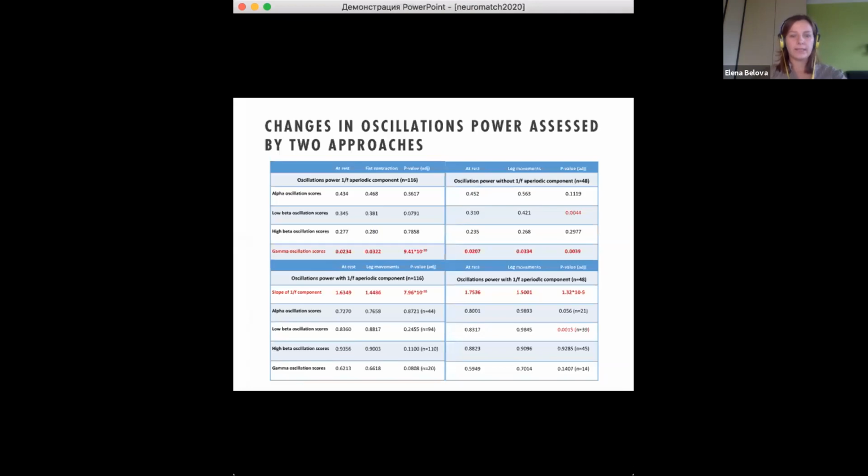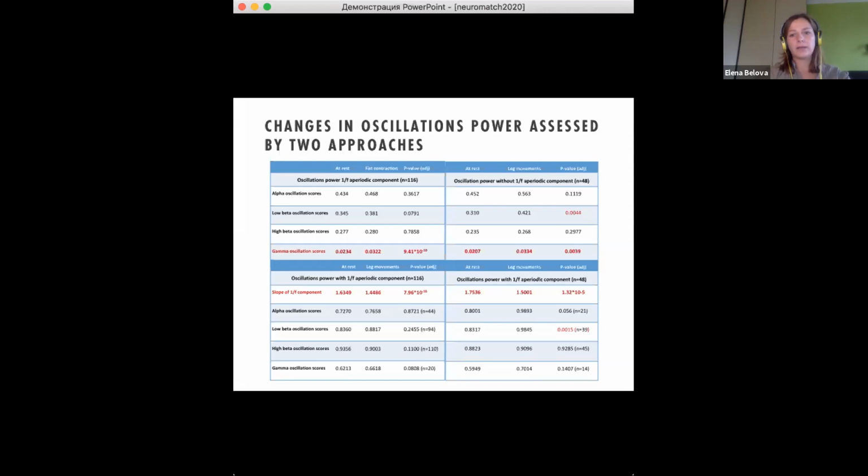So here are the data that was obtained using two methods. We compared power, and you see on the top the data using a conventional approach, and on the bottom there is the data using the novel approach accounting for aperiodic component. And we see that the conventional approach gives us a very significant increase in gamma oscillations, while accounting for the slope, we see a very significant decrease in the slope component, but no change in gamma oscillation score.